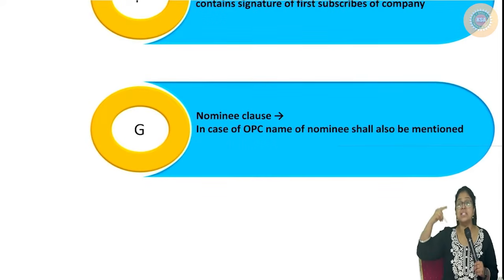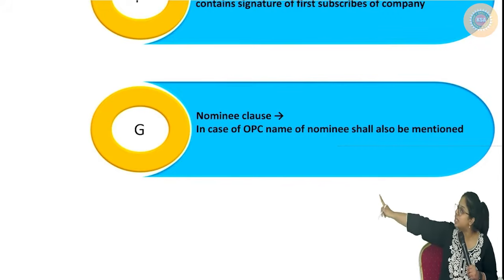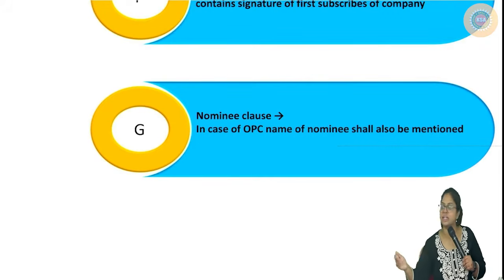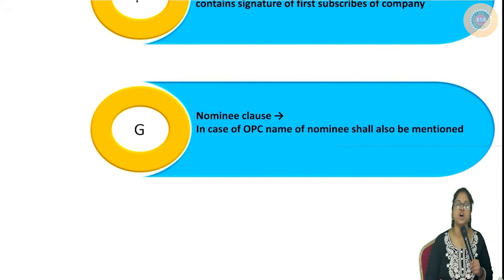And then in case you are a one-person company, you will have an additional clause which is called the nominee clause. As we have discussed in detail in today's class, you need to write who is your nominee.